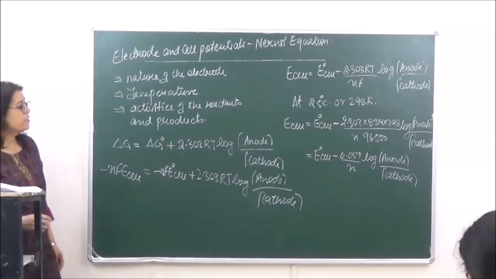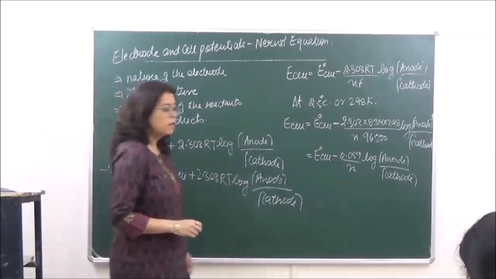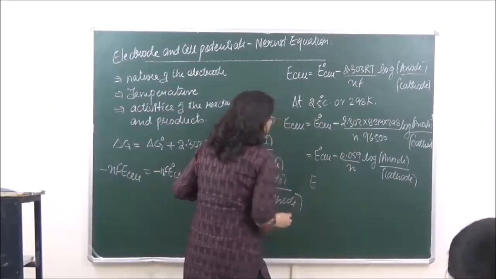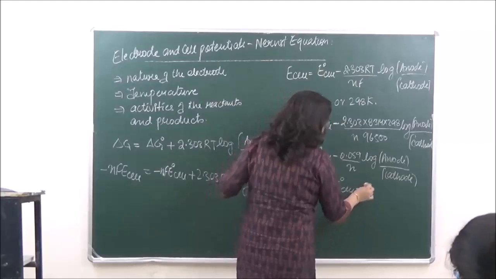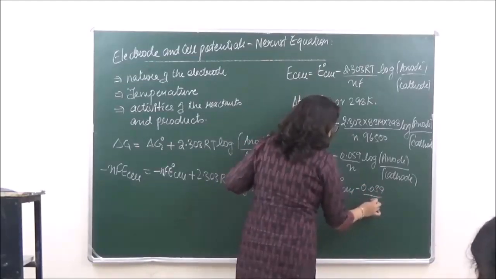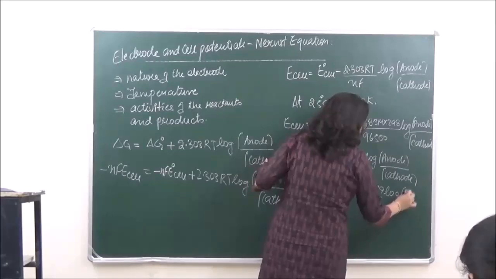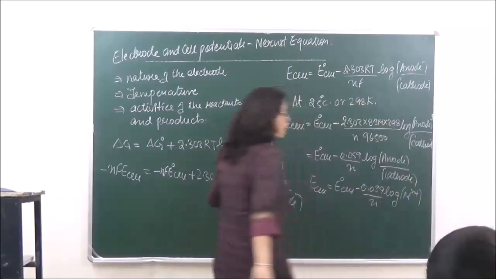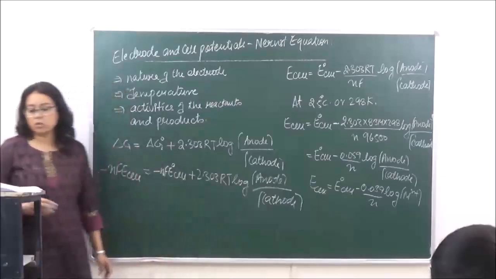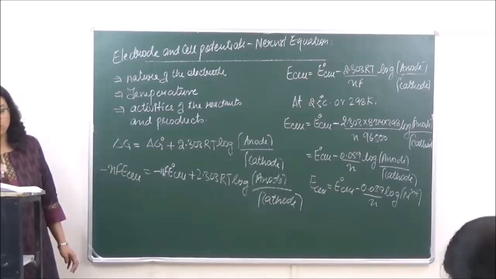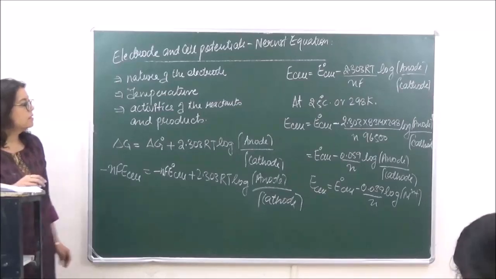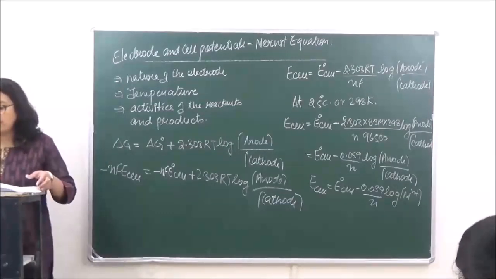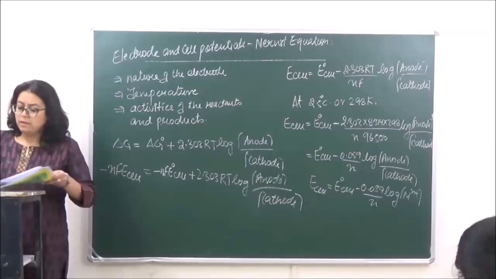Right? But if we are taking it for a single electrode system, the above reaction becomes E cell is equal to E naught cell minus 0.059 upon n log of concentration of the ionic state, M n positive. Okay? Is it clear? So this is how we are going to calculate the Nernst equation. So we have a few questions for today. Let's see the questions.